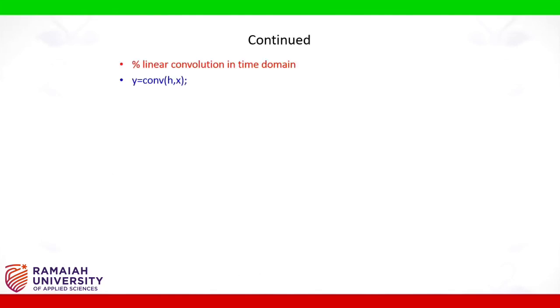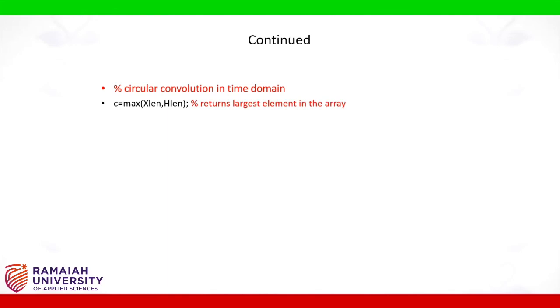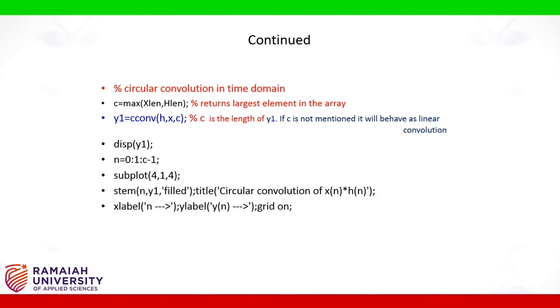Linear convolution is done between x and h using the conv command. Plotting the output y in third position. Max command returns the largest value between x length and h length. C equals cconv for circular convolution. C is the length of y1. If C is not mentioned, it will behave as linear convolution. Plotting the output of circular convolution sequence in the fourth position.